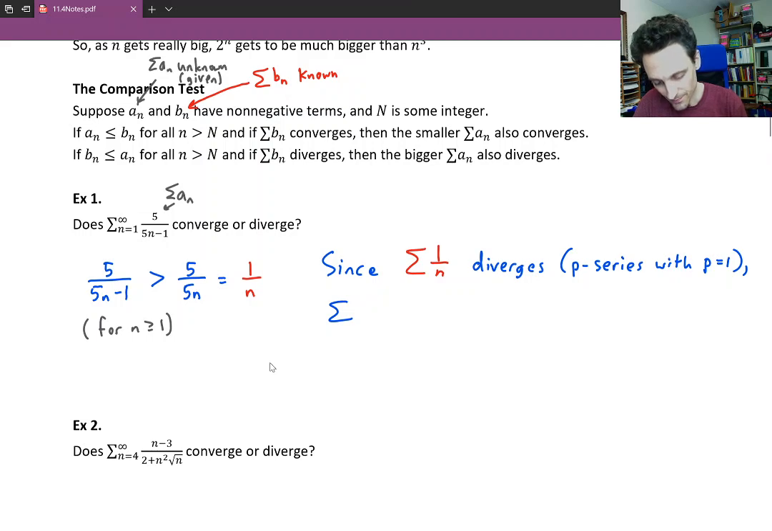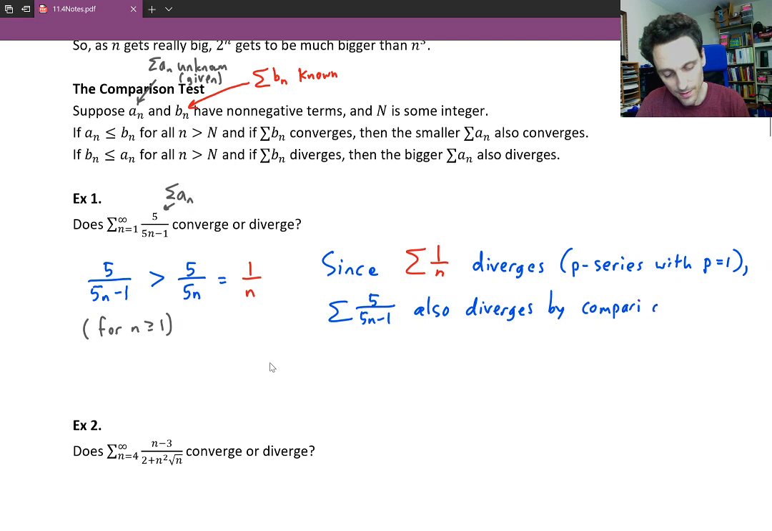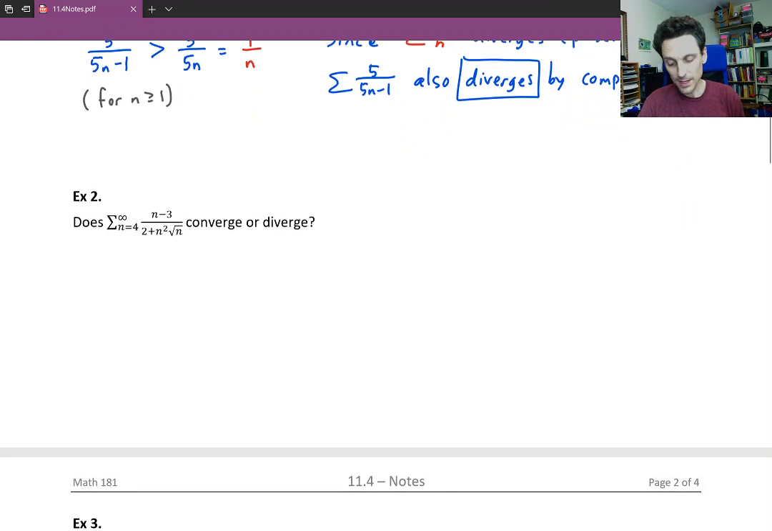Yep. So this one also diverges. And you could just say by comparison or by the comparison test. If it's asking for a given name of a test, you could just say comparison test. Okay, so that shows that this series right here diverges because we can compare it to this other known series that diverges. And we have to make sure the inequality direction is working in the right direction, just like with the integral test. Let's check out example 2.